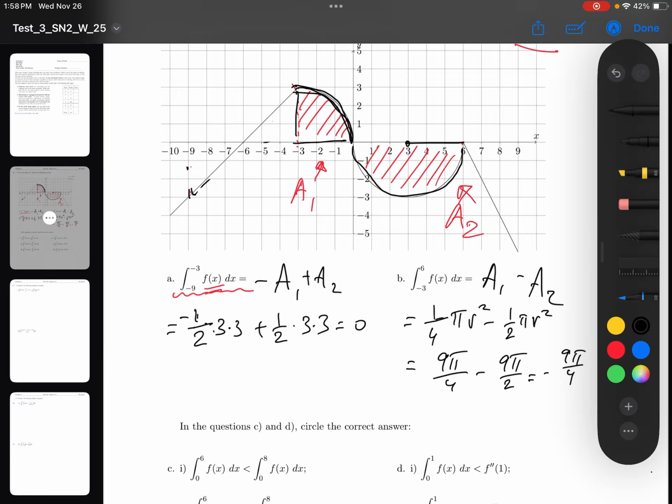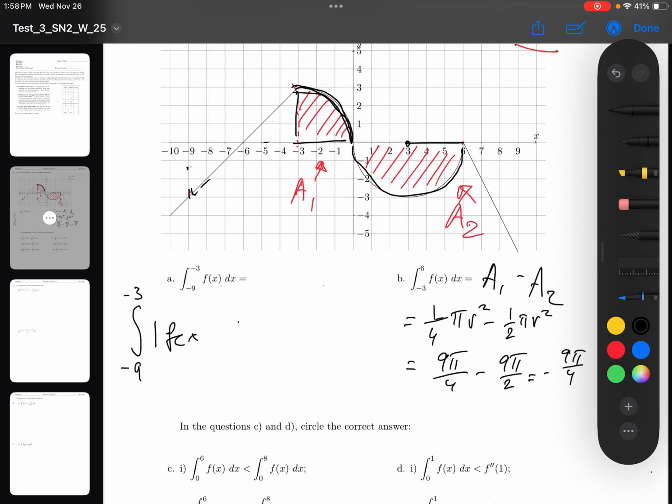What we said in class, what would be the case if I have a question as the following one. Let's say evaluate the definite integral from -9 to -3 of absolute value of f of x dx. What does that mean? The absolute value, what does it do to the graph of the function? Just flips the portion of the function that is below the x-axis above the x-axis.